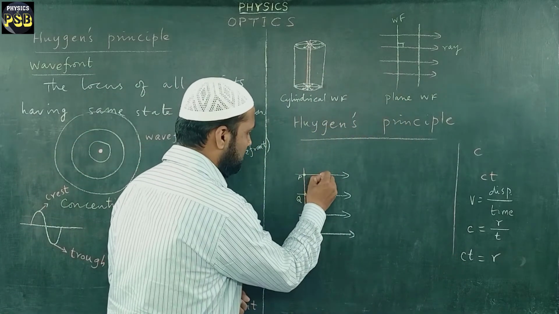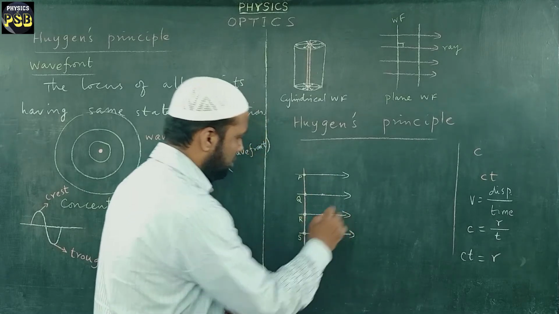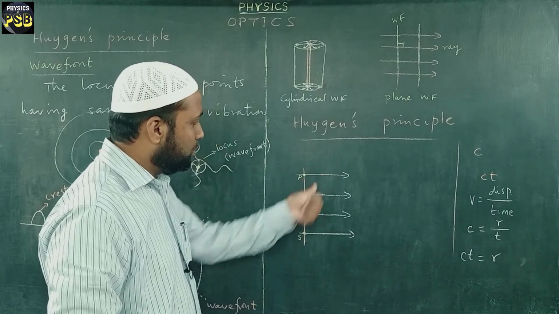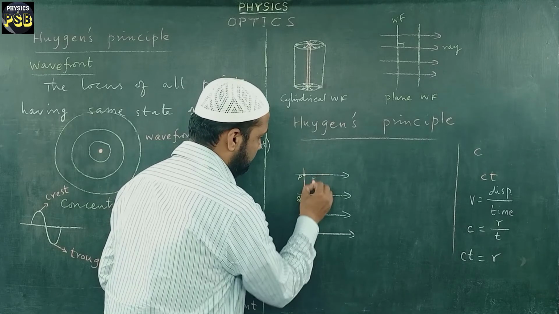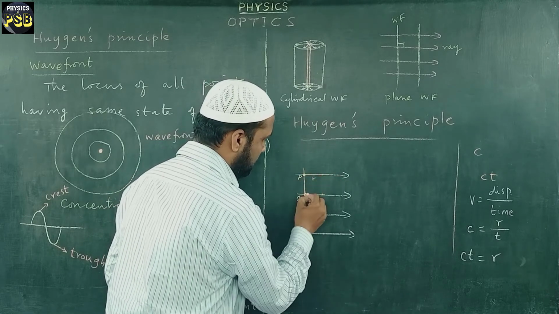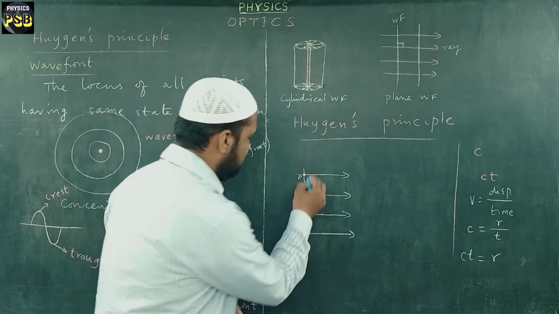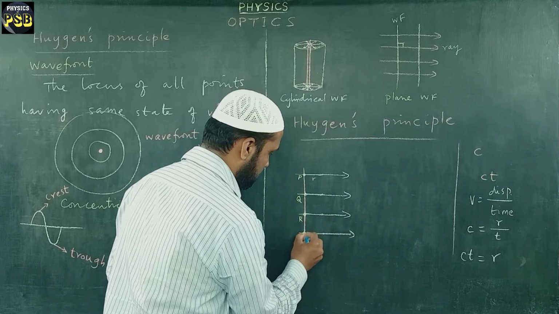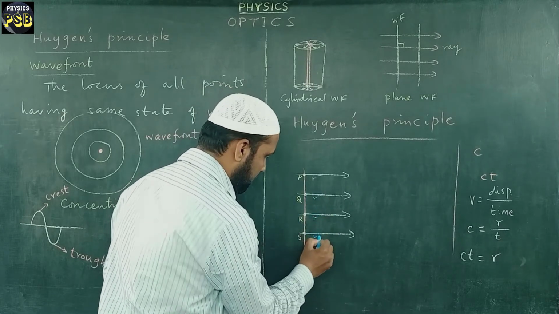Take these points here at time t. Suppose all these points have traveled to these new positions. The distance between them is taken as r.